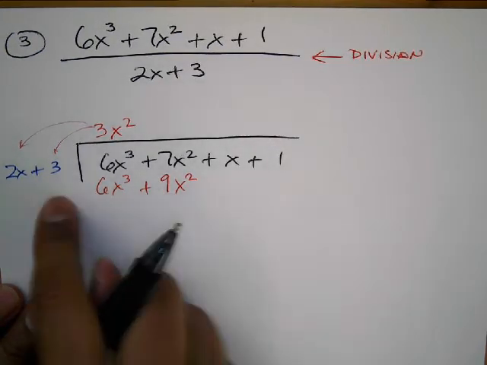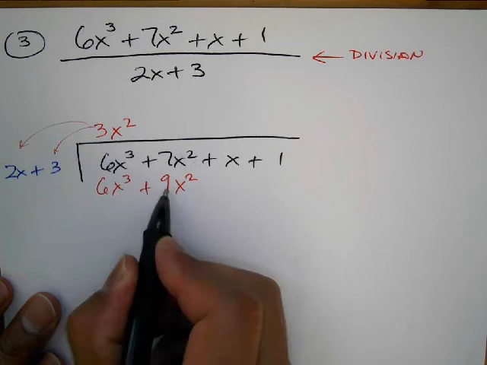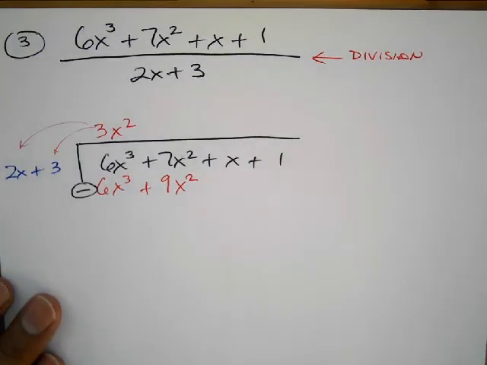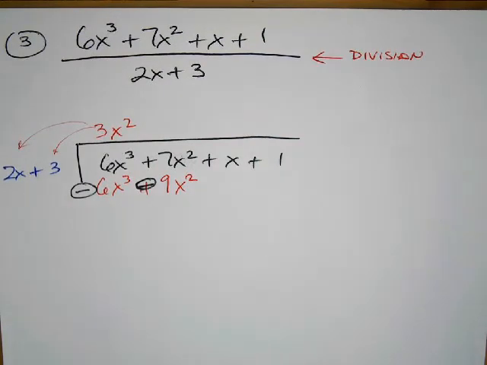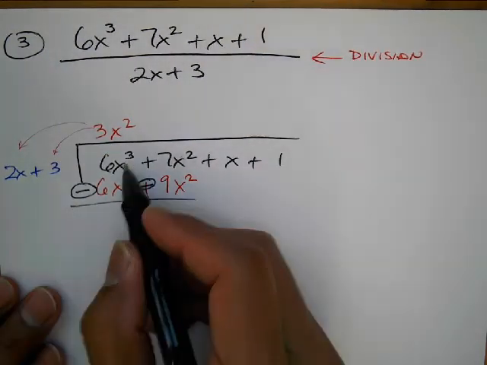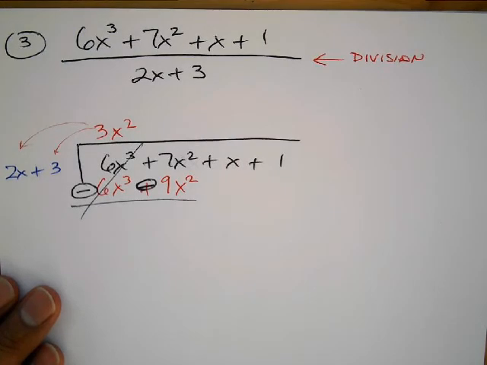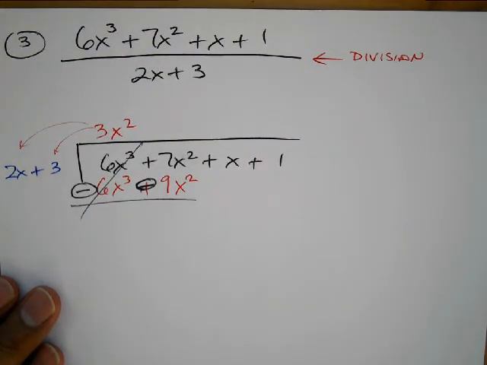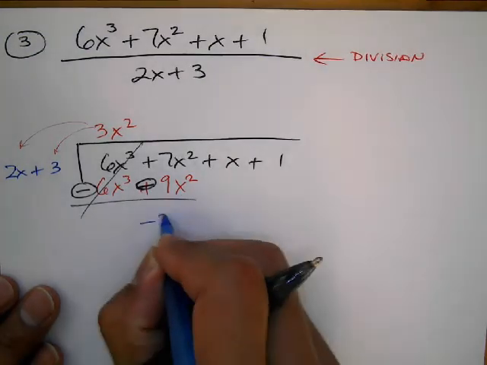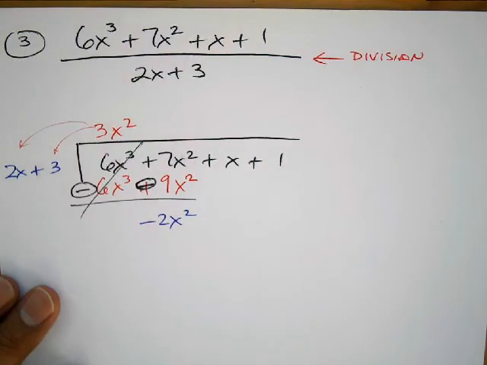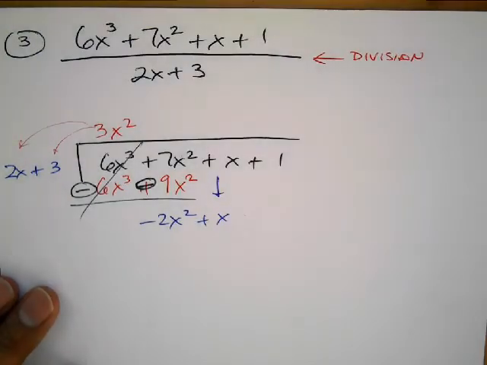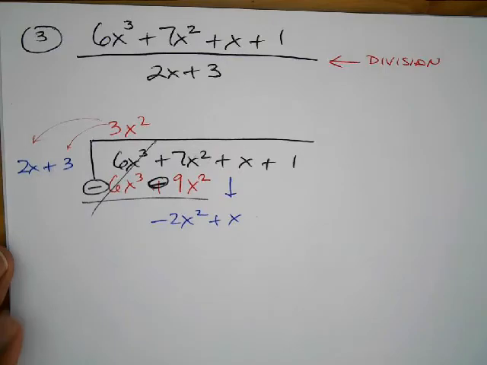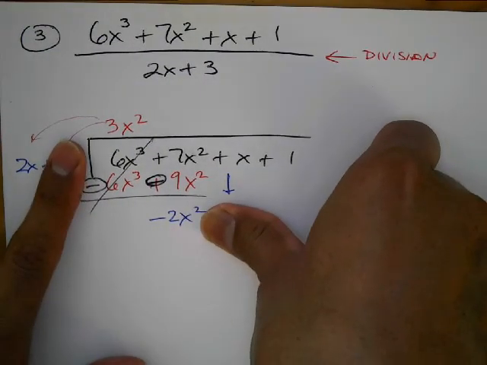Last step is to subtract, but subtract does what? It changes the sign because that negative has to be distributed. So whatever these signs are changes. This is a positive, change it to a negative, I circle it. This is a positive, change it to a negative, I circle it. So I know that's my new sign. All right, so 6 take away 6, 0, they'll go away. You'll be left with negative 2x squared. All right, that was the first round. Let's drop the next one and continue. Plus x.